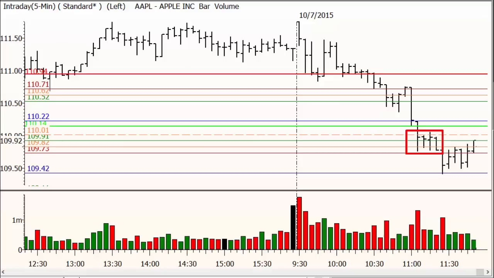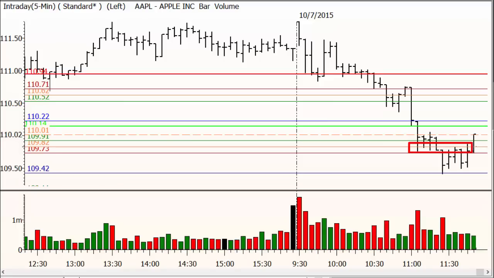So 110.01 is the number that I'm going to use here if we see a move higher as my short sale. So I'm going to look to get short Apple at a violation of 110.01, right in here is what I'm looking at. And if we drop back down again, I'm going to look to target support and resistance, and we are going to look right about in here for a level to pull the plug on the trade if it starts moving back down again.